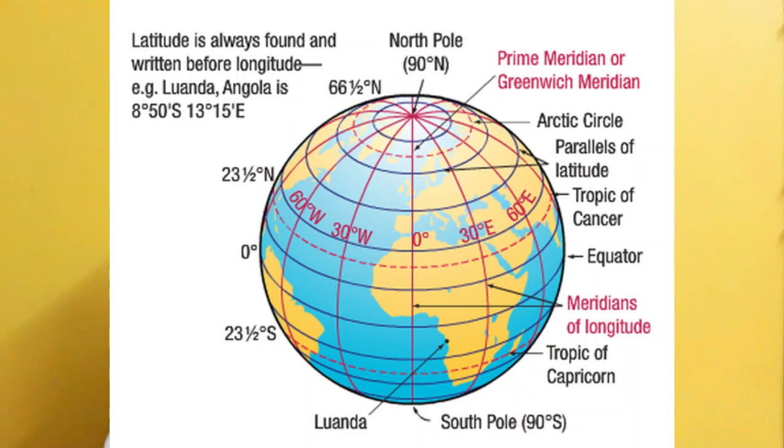Let us go for the shape of the earth. The shape of the earth is spherical. In the spherical shape, 0 degrees is known as the equator. 23.5 degrees in the northern hemisphere is known as the Tropic of Cancer. 60 degrees to 90 degrees we call the Arctic Circle. Similarly, 23.5 degrees in the southern hemisphere is known as the Tropic of Capricorn. 60 degrees to 90 degrees in the south is known as the Antarctic Circle. This is the shape of the globe.